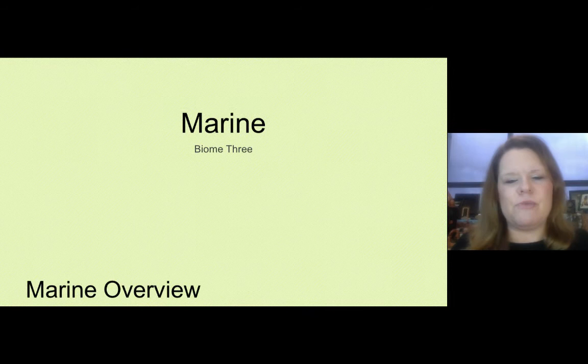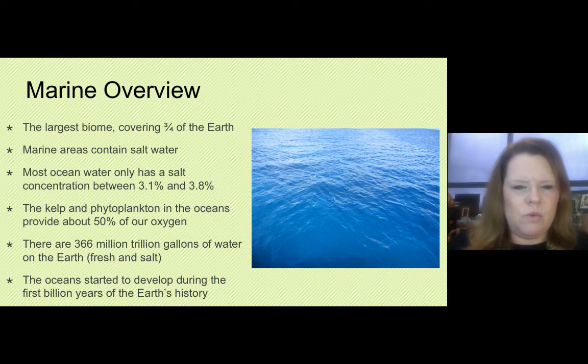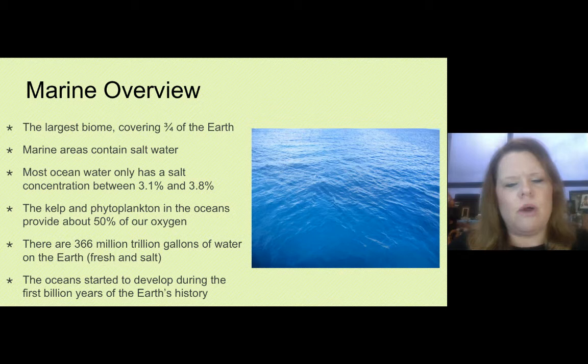The marine environment is by far the largest biome in the world, covering 3/4 of the Earth's surface. Marine areas contain salt water. So what does that mean? Most ocean water has a salt concentration between 3.1% and 3.8%. So when you're looking at it, they usually have 1,000 parts per million or more. I mean, they have a lot of salt in them.